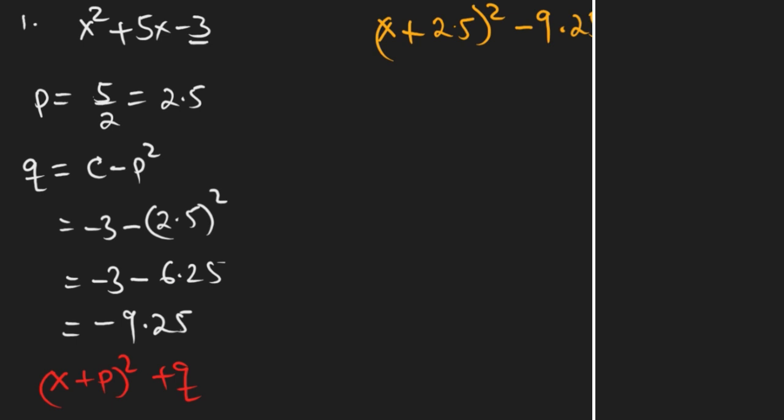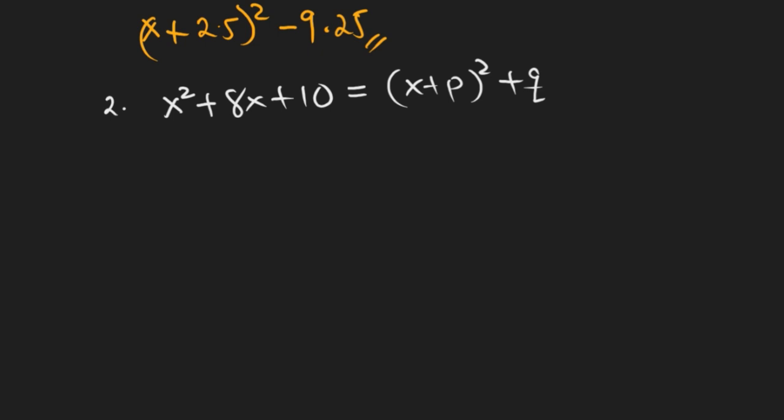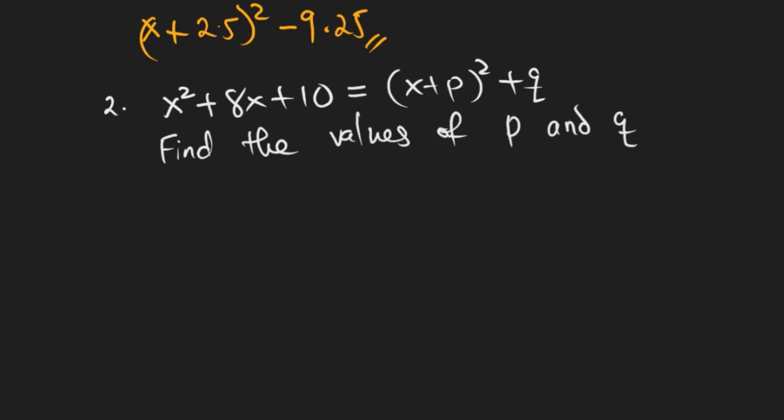Let's take this other example. Example 2. Write x squared plus 8x plus 10 as x plus p all squared plus q. Now find the values of p and q. That's the first one. Second one, hence solve x squared plus 8x plus 10 equal to 30.